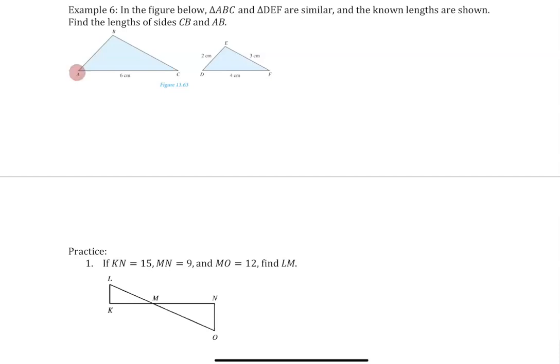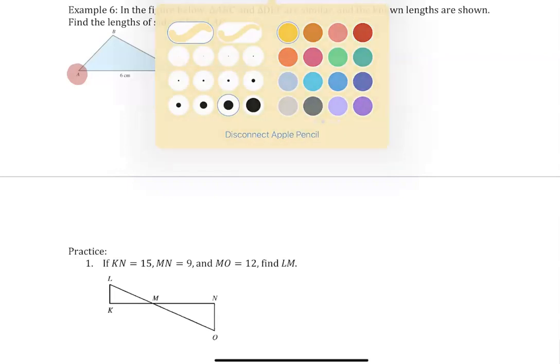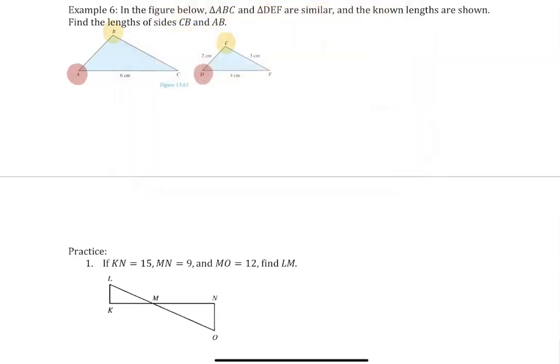So what I mean by that is that A and D, since they show up first, will be congruent angles. B and E, because they show up second, will be congruent. And finally, C and F will be congruent because they're the third listed letter. Then we can create proportions by connecting the sides that are supposed to be corresponding.